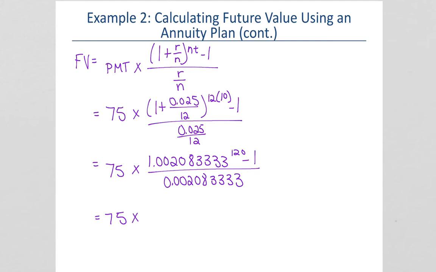So if you raise to the 120th power and subtract 1, and then divide by this number on the bottom, you'll get 136.171962. And that comes to $10,212.90. That's how much he'll have saved after 10 years. So he's gained quite a bit in interest there.